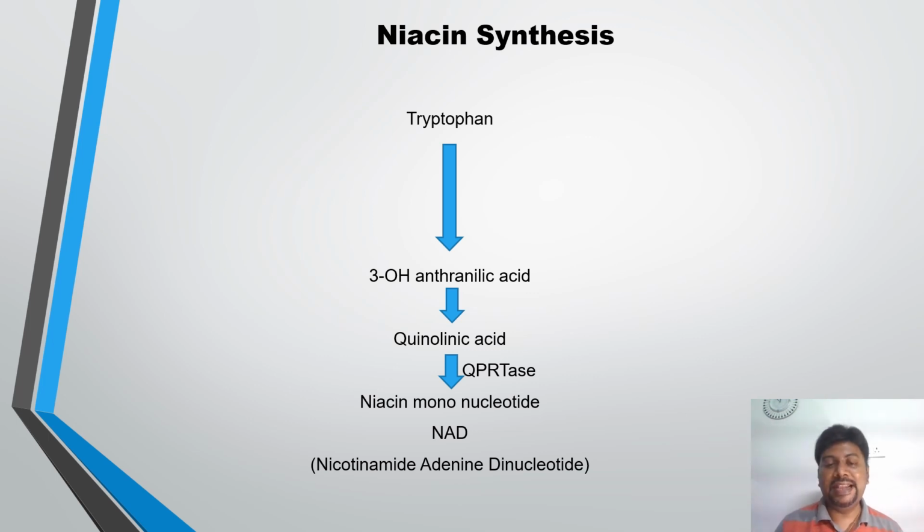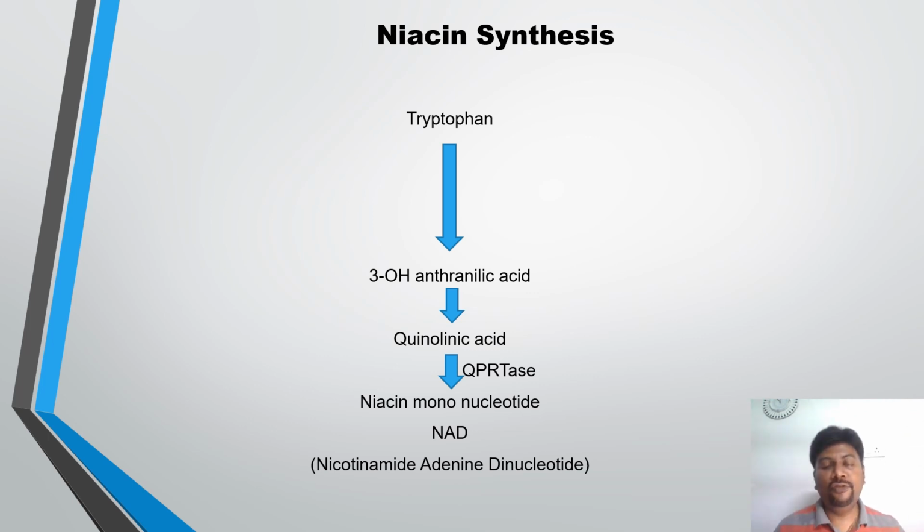One of the key enzymes involved in this process is QPRTase, quinolinic acid phosphoribosyl transferase. That is one of the key enzymes needed for the synthesis of niacin from tryptophan. Normally, from every 60 milligrams of tryptophan, 1 milligram of niacin can be synthesized by this pathway. Next, coming to the functions of niacin.